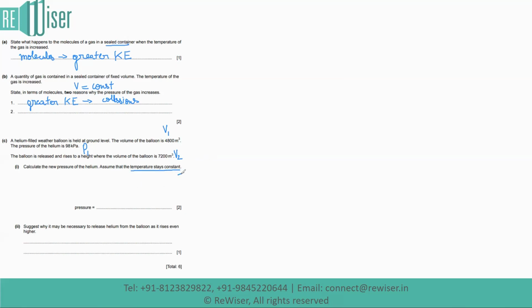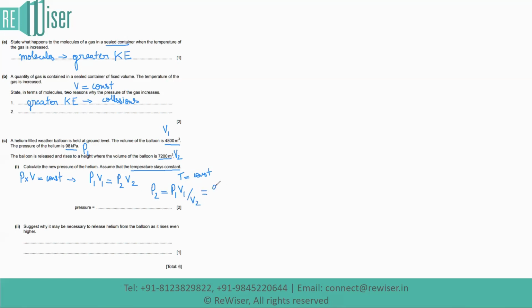We know that when temperature T remains a constant, pressure P is inversely proportional to volume, or pressure times volume is a constant, which tells us that pressure P1 at a volume V1 should be equal to pressure P2 at a volume V2. Here the value of P1 is 98 kilopascal, V1 is 4,800 meter cube, V2 is 7,200 meter cube. So we can rewrite the equation in terms of P2 as P2 equals P1 into V1 divided by V2.